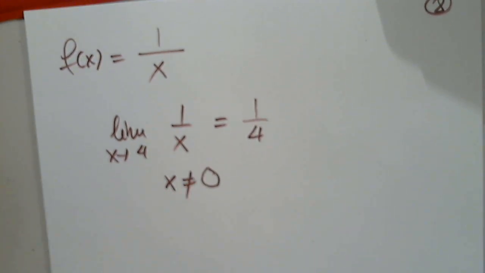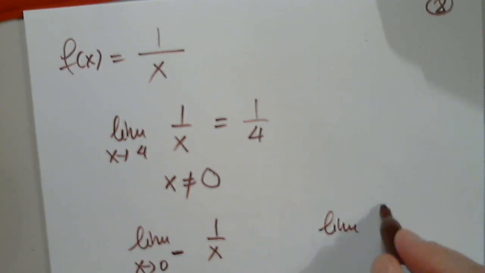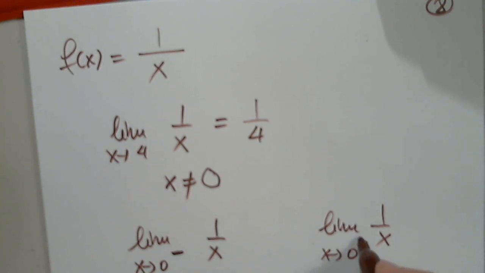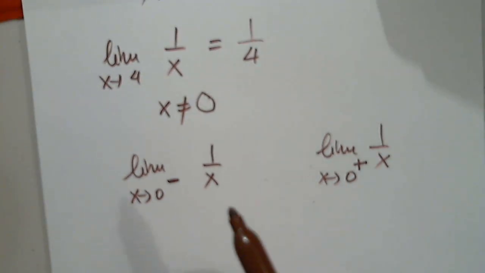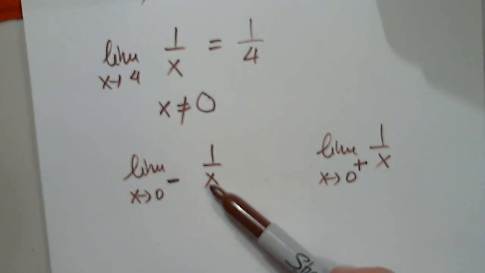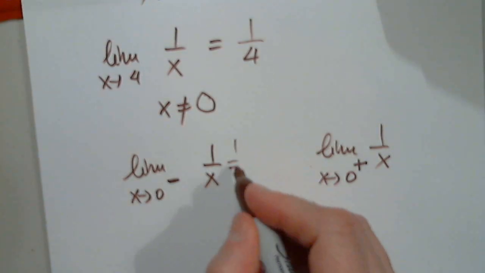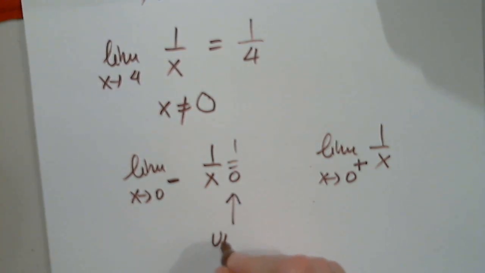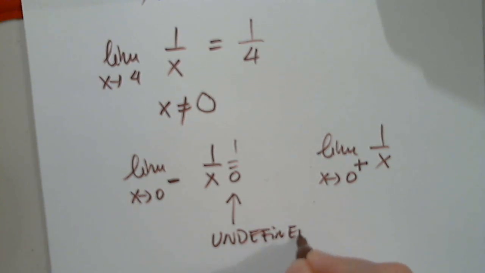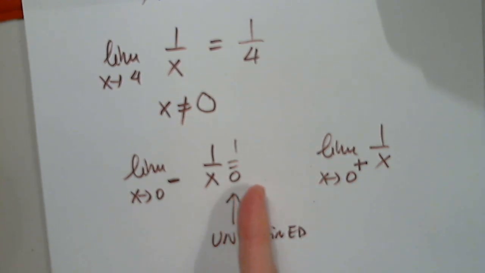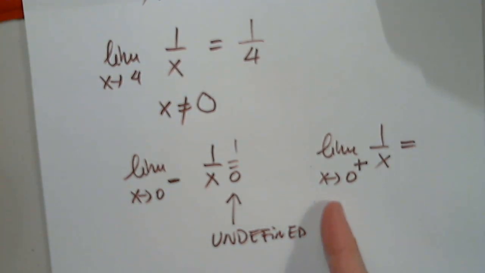Now I'm changing the problem again. So the limit as x approaches 0 from the left of 1 over x, and the limit of 1 over x as x approaches 0 from the right. It's 1 over 0. So initially 1 over 0, we know that this is undefined. The limit cannot exist. No way. Same thing here. 1 over 0.